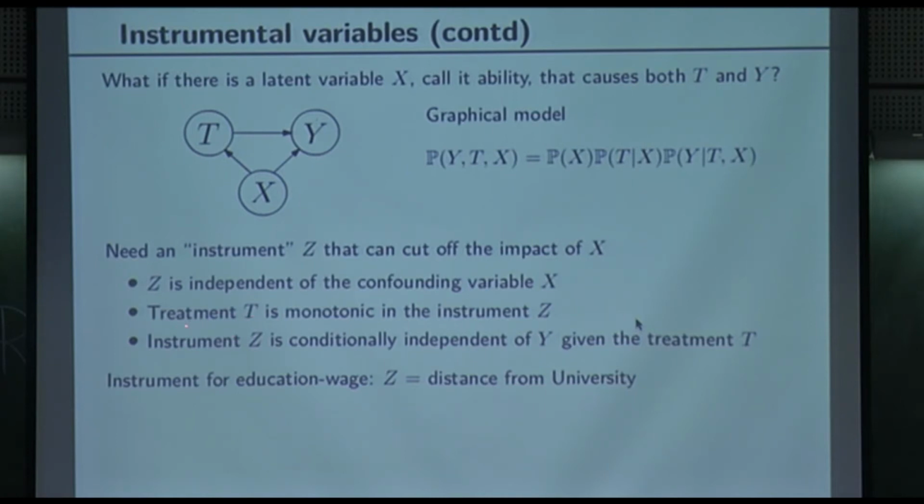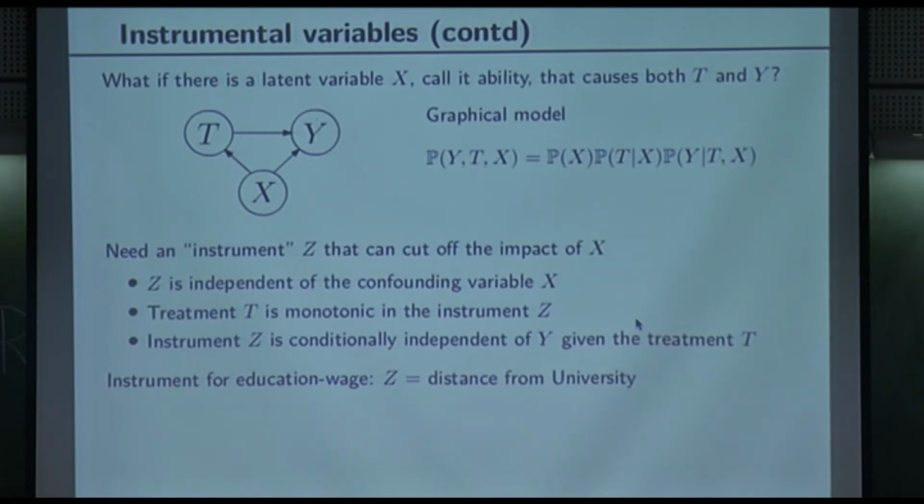So it satisfies that the treatment t is monotonic in the instrument z, and the instrument z is conditionally independent of y given the treatment t. And x, which is ability, typically is not correlated with the distance from the university. Is that true? The ability of somebody will not be correlated with the distance from the university. Well, why maybe? Well, maybe is a good answer.